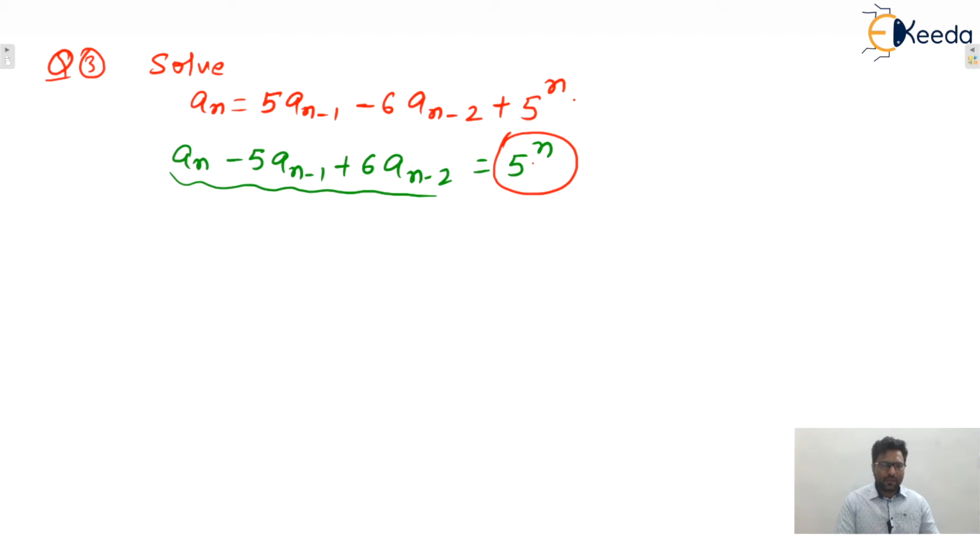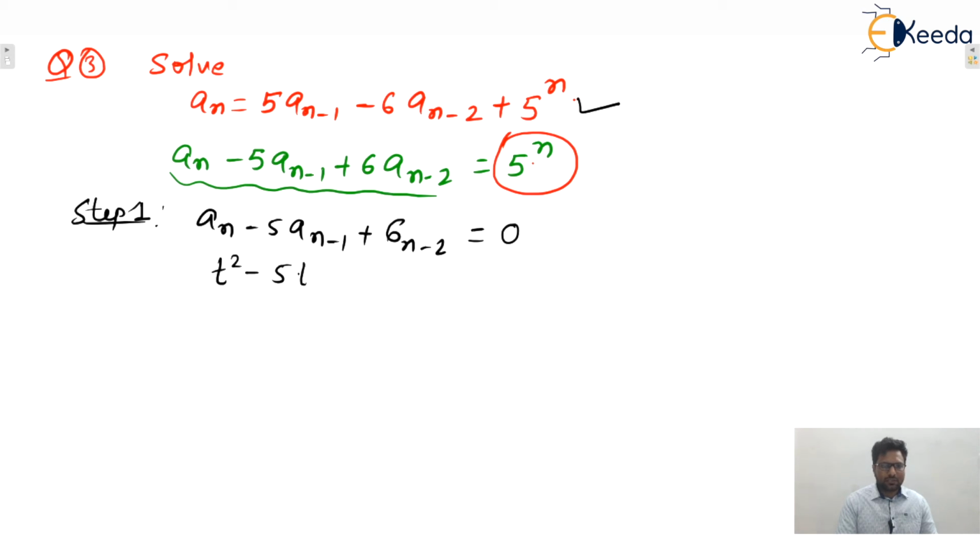So what will be step 1? Here initial conditions are not given, so we can give the answer in terms of constants C1, C2, etc. No problem at all. Step 1 is a_n minus 5 a_(n-1) plus 6 a_(n-2) equals 0. From here the characteristic equation will be t square minus 5t plus 6 equals 0. So the roots will be 2 and 3. So what will be the homogeneous solution?